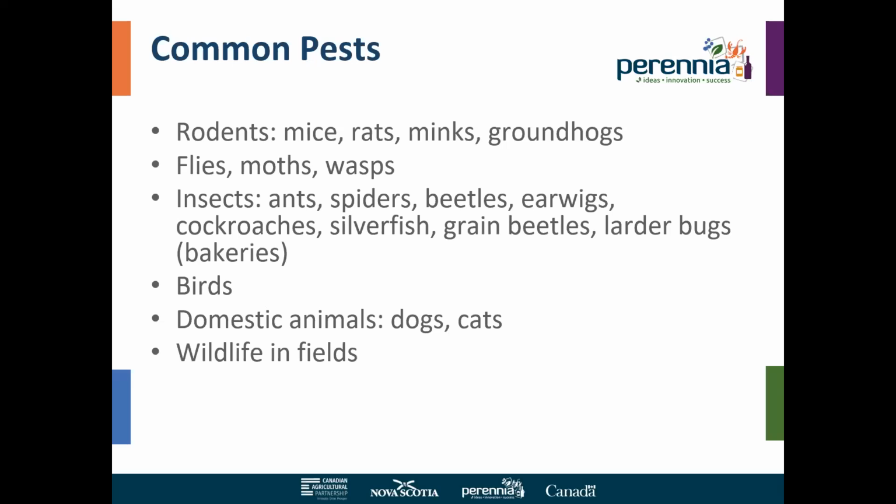So what are some common pests? Mice, rats, minks, groundhogs, flies, moths, wasps, ants, spiders. Birds could be pests, and domestic animals, dogs and cats. Keep in mind that even service animals, if you are bringing product into your facility to cut, chop, dice, label, package, you are not allowed to have any service animals or domestic animals in your facility. And then of course, there's the wildlife in fields, and they can be hard to contain.